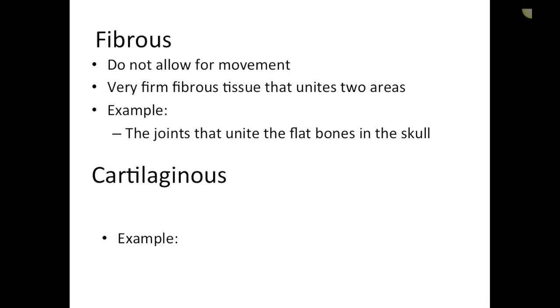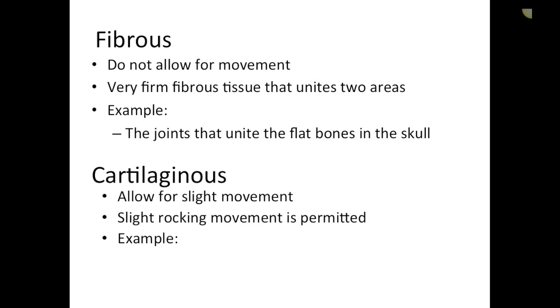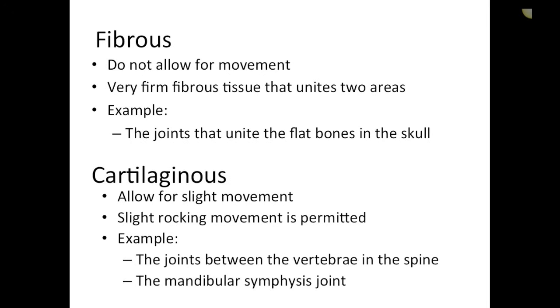They do not move. There have been studies to prove that they do not move. There is a theory of thought that they do move slightly, but so far it's been unproven, and that's to do with another medical area. Also, a fibrous joint example is the splint bones. They are attached to the cannon bone with a fibrous joint. Cartilaginous joints allow for slight movement. So very slight rocking movement is permitted. Examples are the joints between the vertebrae in the spine, as well as the pubic symphysis in the pelvis and the mandibular symphysis in the mandible.